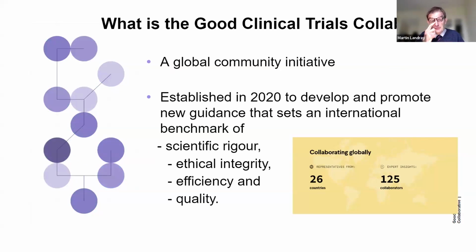So what is the Good Clinical Trials Collaborative? I've already said that it's funded by Wellcome and Gates. It's a global community initiative, and really was set out to look at what were the key principles, what was the key standards in terms of science, of ethics, efficiency and quality. What does good look like? We move to the next slide.